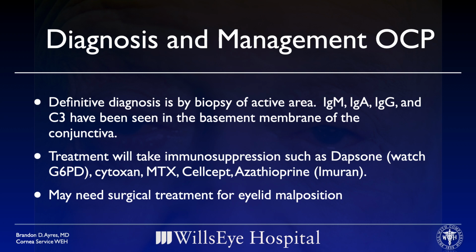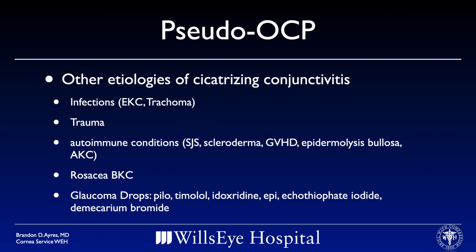up on systemic immunosuppression. Dapsone has come back, but you've got to watch out for patients with G6PD deficiency. Cytoxan, methotrexate, CellCept, azathioprine, all of them can be used. And you'll see these medications used in the OCP clinic. In many cases, they'll also need surgical intervention to help with eyelid malposition, misdirected lashes, takedown of the symblepharon if they're causing problems. But if we can avoid surgery, we often do, because the surgical outcomes are not always great.